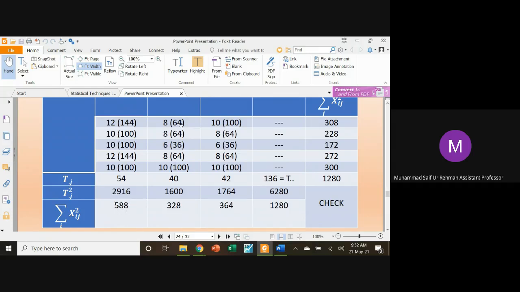Similarly, add these values that are there in the braces. This is the answer. In this case, this is the answer. Now add these values. You will have 1280 as your grand total. And when you add these five values, you will have 1280.